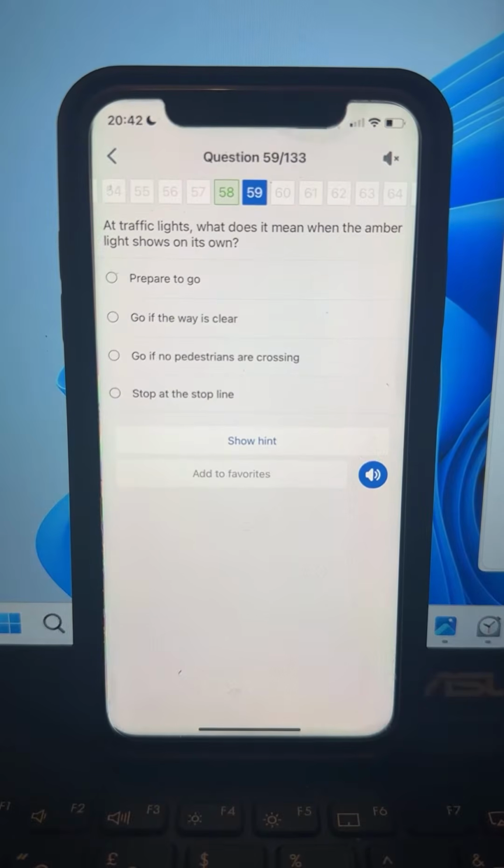You need to memorize it, guys. Find your way to memorize it. Okay? Red means stop and wait. You need to find your way to memorize the traffic light sequence, guys. So red, amber, green, amber, red. Think of the name.